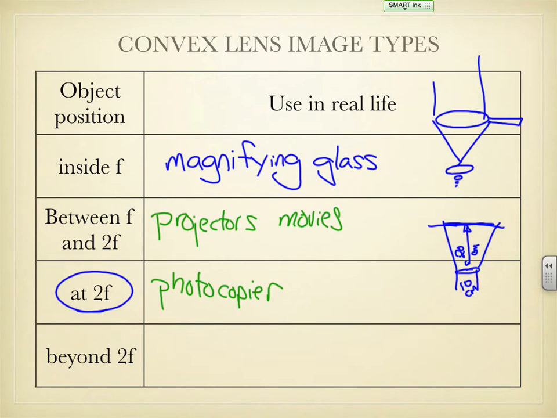Now, what if we're beyond 2F? Then we want to make something smaller. When do we want to make a real image that's smaller? A microscope is actually using two lenses in there. One of them is making it bigger because it's between F and 2F, and then the other is magnifying that even more, and that's like this.